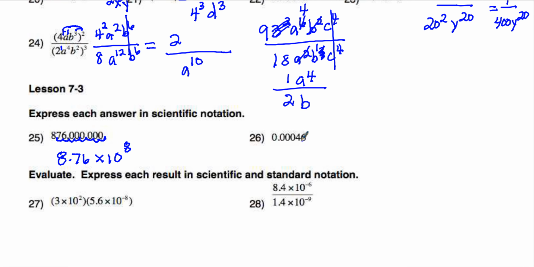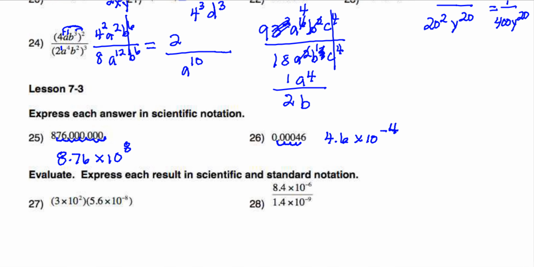This is going to have a negative exponent because it's so small, and I'm moving it to the right. So 1, 2, 3, 4. I get 4.6 times 10 to the negative 4th because that shows that it's a small number. Evaluate, express each result in scientific and standard notation.